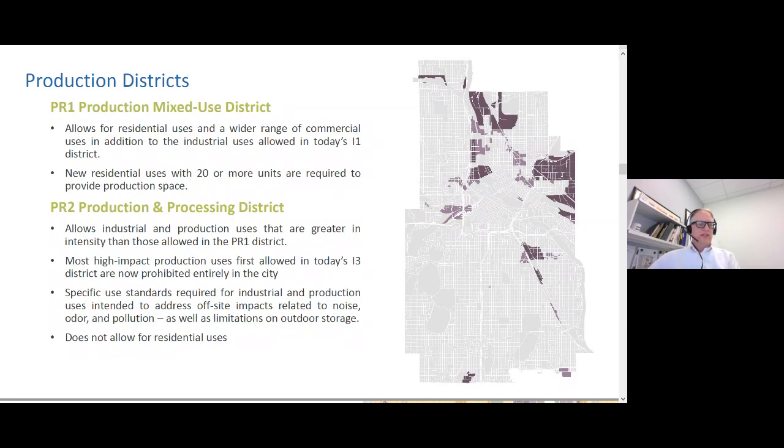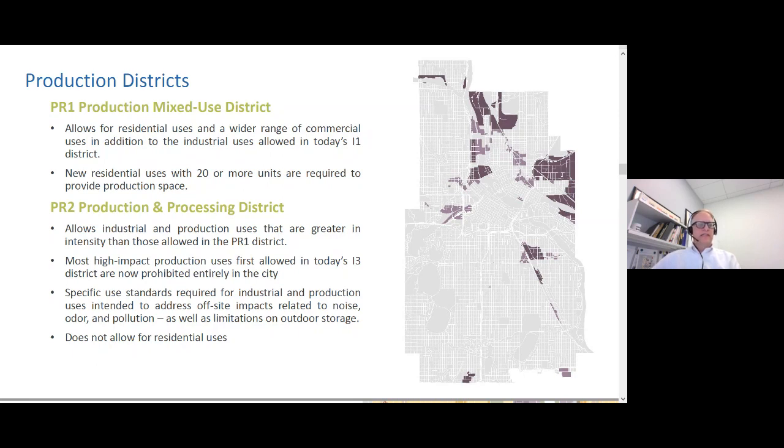It's not a vertical mixed use requirement. And for very large developments in PR1, the production space is capped at 10,000 square feet. You would not be required to provide more than 10,000 square feet of production space in a very large redevelopment in PR1. In the new code, there is not a district equivalent to the former I3 General Industrial District.